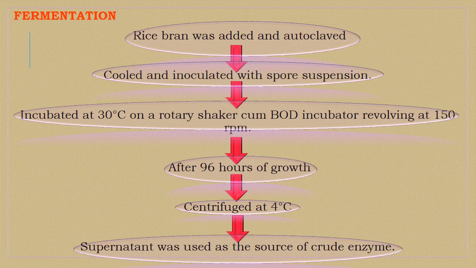After 96 hours of growth of your organism, it will be centrifuged. So the production of our protease occurs only after 96 hours. Once that is over, it moves on to the centrifuge at 4 degrees centigrade, and we extract the crude enzyme. The crude enzyme may contain byproducts and some water moisture content, so we need to concentrate our specific product, protease.